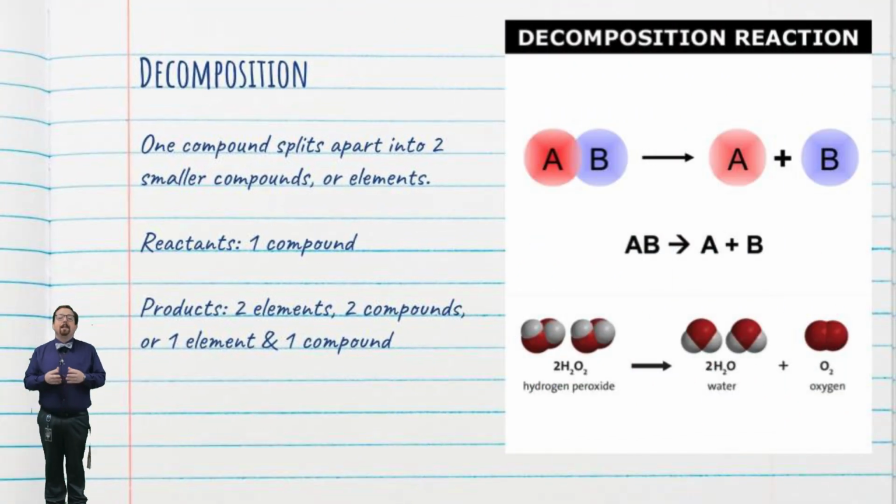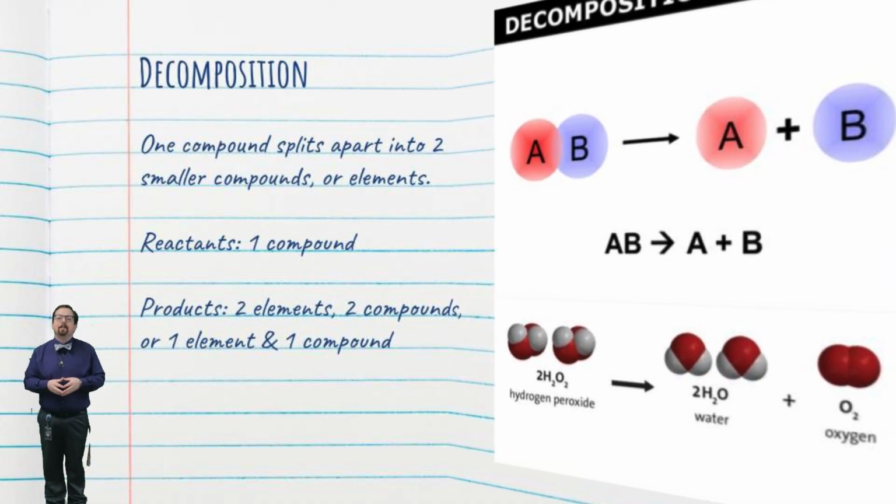A decomposition reaction is just the opposite. This is where we start with only 1 compound in the reactants, and then we split it up into 2 or more smaller compounds, or even just elements in the product side. They're easy to recognize because they're the ones that start with just 1 thing on the reactant side. You can remember this one because the name decomposition means breaking down into smaller parts.